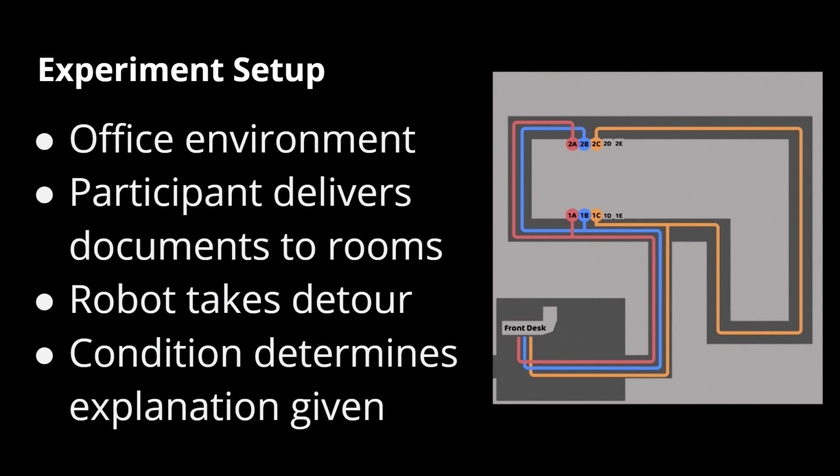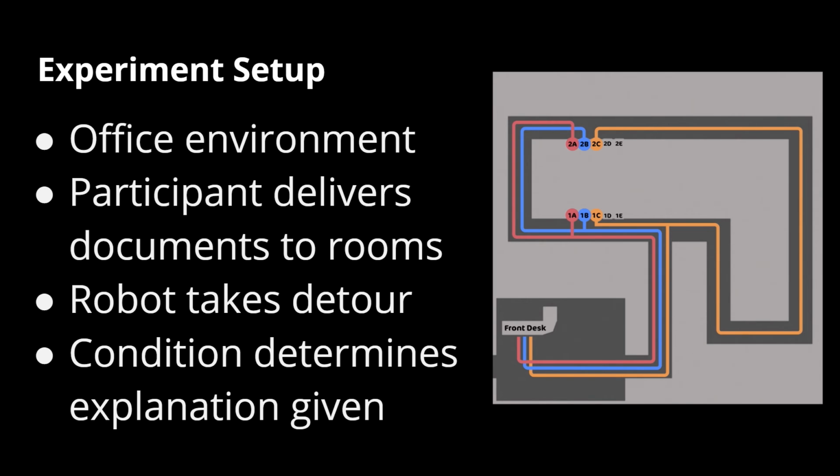So the general premise of our experiment is that in an office environment, a participant is delivering documents to different rooms. They don't know the layout of this room, so they ask for directions from a robot, either a wheelchair that drives them while they're sitting in it, or a ground robot that leads them through the hallways. For the first 2 documents that they need to deliver, they will follow the same route, as you can see the red and blue lines.